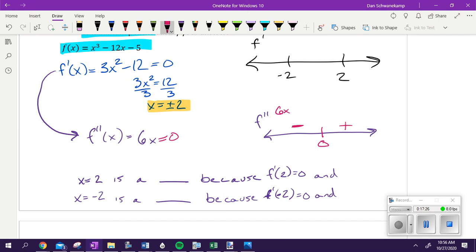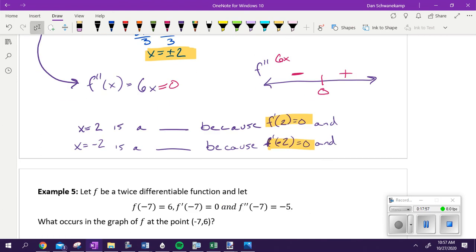We can now answer the question, x equals 2 is a blank. Is it a maximum or is it a minimum? And then we can give a justification. Our justification is going to say, oh, because the first derivative was 0. That's what we found right here. When we found the first derivative, we got 0 at plus or minus 2. And then something else. Talk with your neighbor. Finish those two sentences. x equals 2 is a blank because f prime of 2 is 0, and what else? Same thing with the second one. Talk to each other. Think about why it is what it is. Get a good explanation.